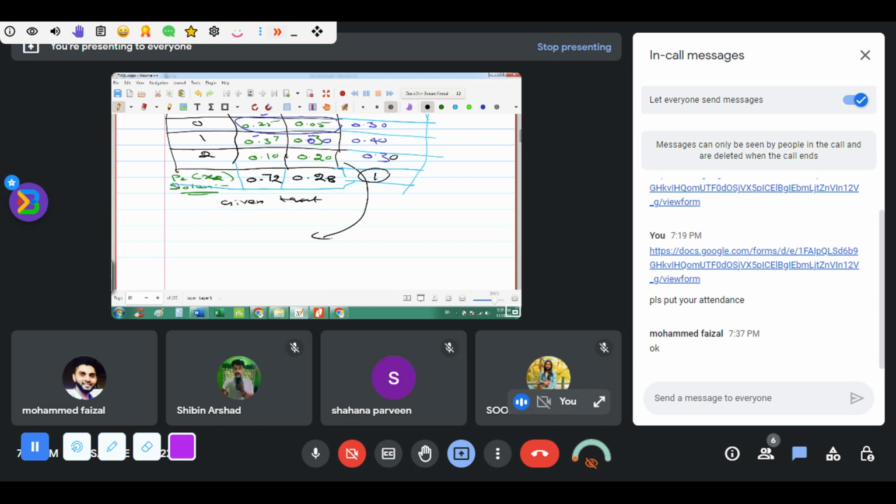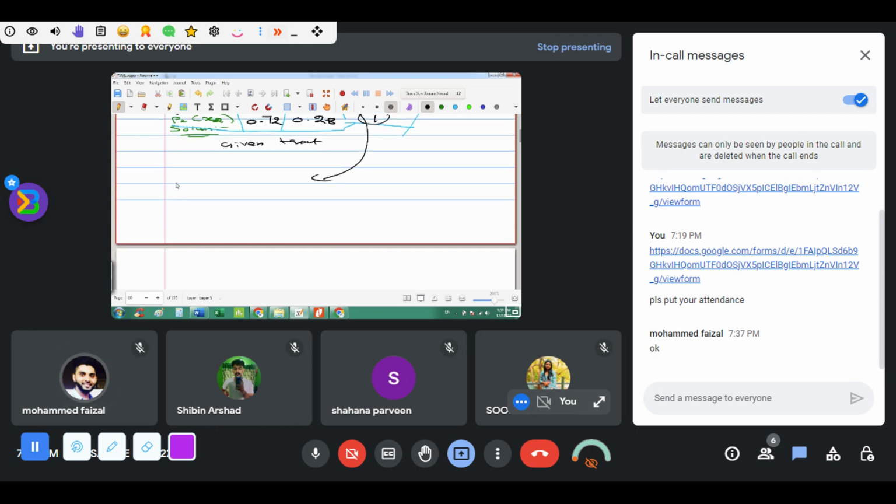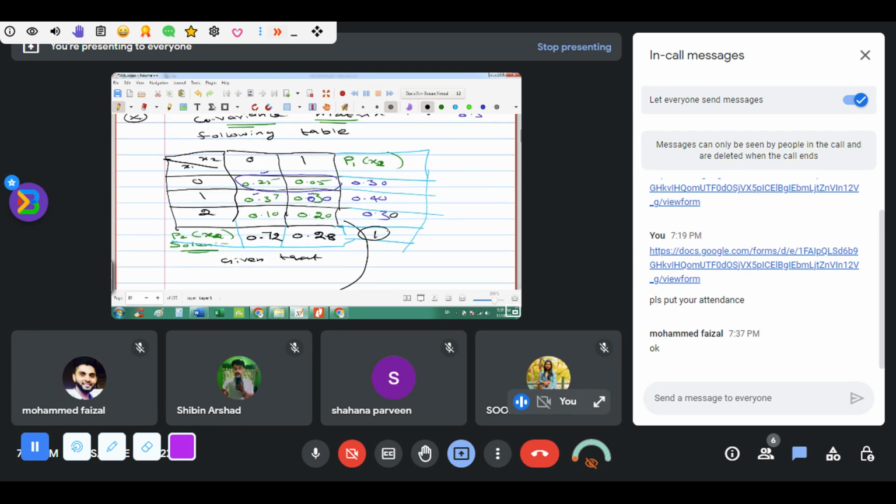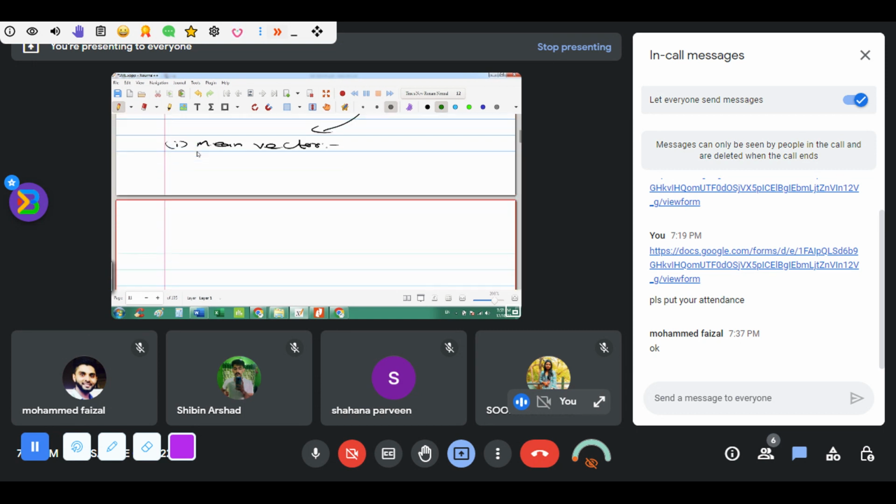Next, I want to find the mean vector. First one, the mean vector. How many mean vectors do you want to find? That means, how many variables are there? There are a total of 2 variables, x1 and x2. Therefore you want to find 2 mean values.